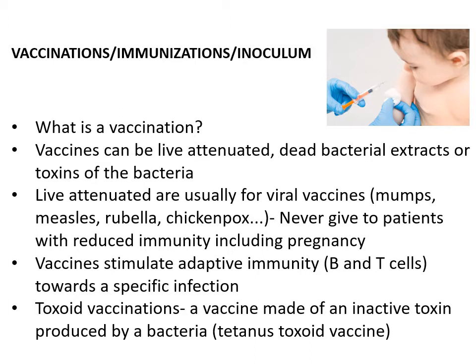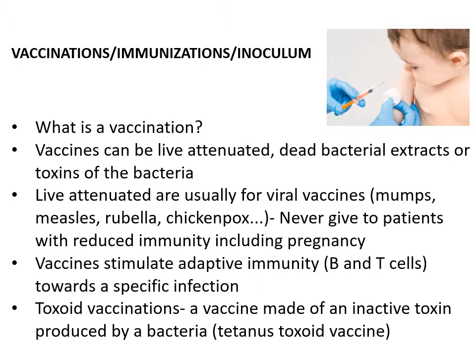Now, live vaccines are typically to viruses. So, for example, mumps, measles, rubella, chickenpox. And these are the ones that we avoid in patients that have reduced immunity, say they're receiving chemotherapy, or they're pregnant, because we do consider pregnancy a condition of immunosuppression. Okay. The vaccine stimulates the adaptive immunity, the B and T cells, towards that specific infection.